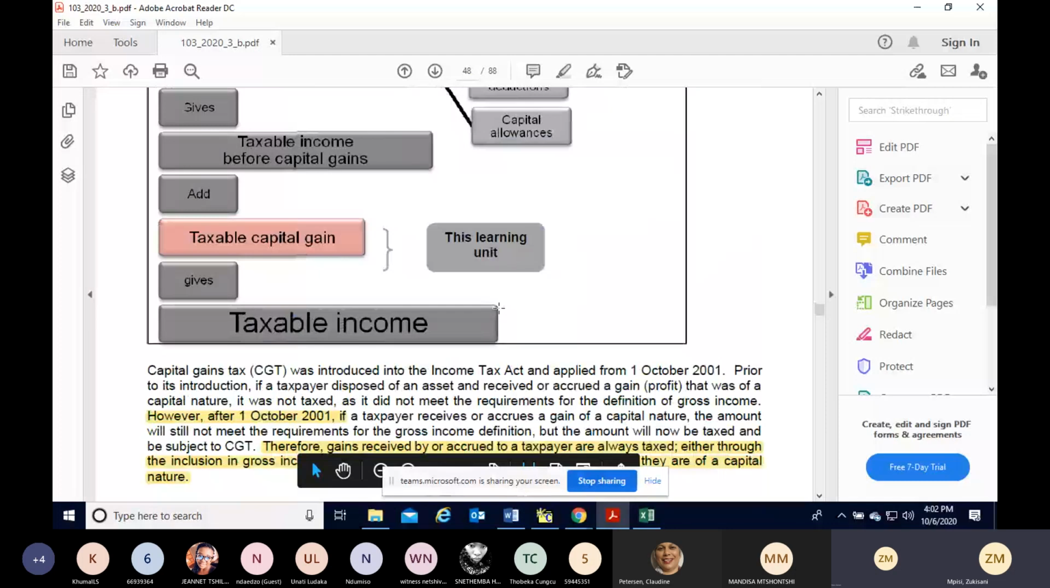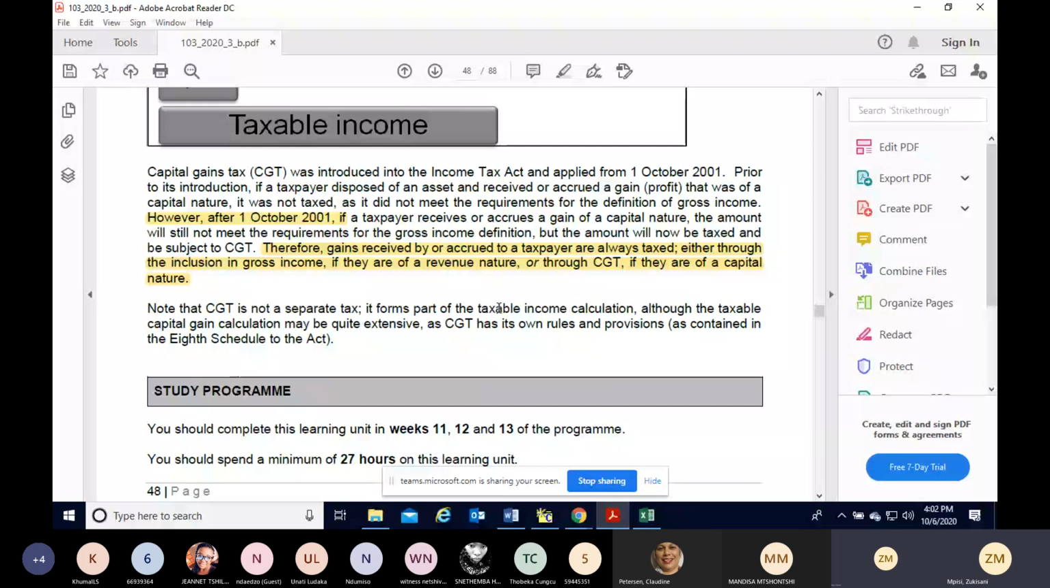That we quickly cover the study guide, and then we can start the questions. So capital gains tax was introduced and applied from the 1st of October 2001. And definitely when it says that it was applied from the 1st of October 2001, it did not mean assets that are to be disposed.